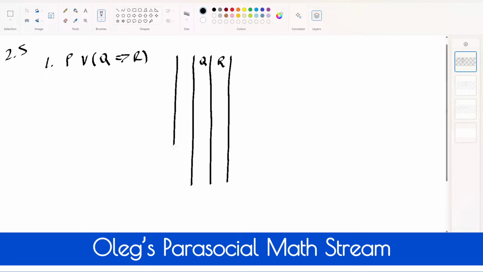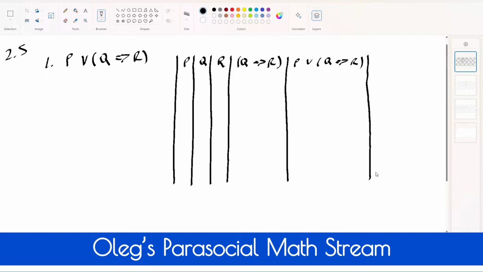We're going to need P, Q, and R, then Q implies R, and then P or Q implies R. Okay, so first I need a quick refresher. What does the implies truth table look like? All right, and so implies, we can look at that one on page 44, and I'm just going to write one right here real quick.